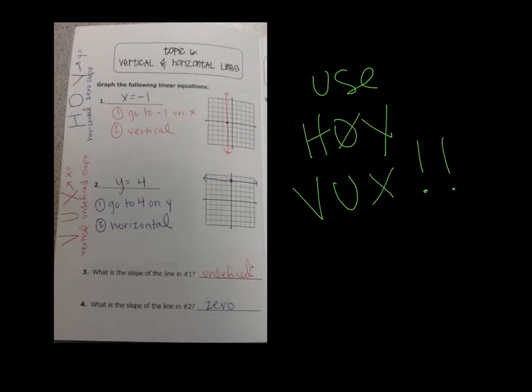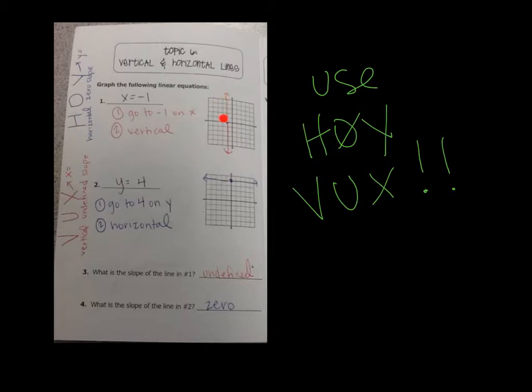Here is our review of Hooy-Vux. So remember, a horizontal line has 0 slope, and that's y equals a number. And for Vux, a vertical line has undefined slope, and that's x equals a number. Using these, this little acronym is helpful if you can remember. Okay, so if it's x equals 1, that's going to be Vux.